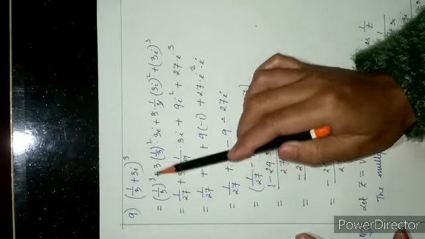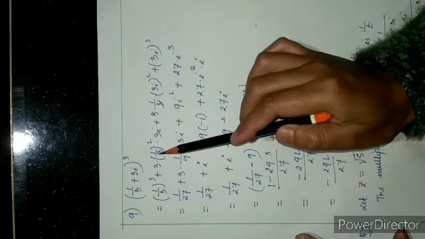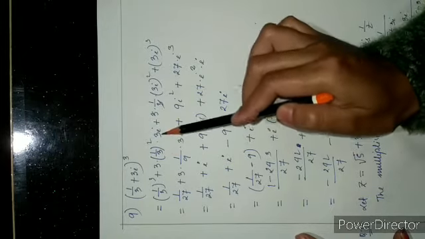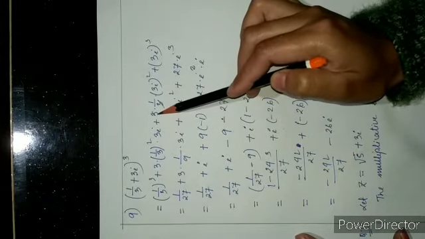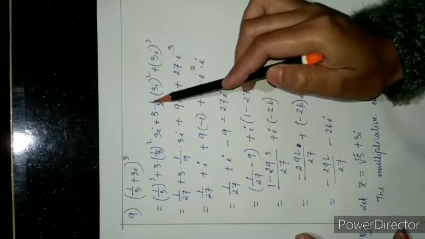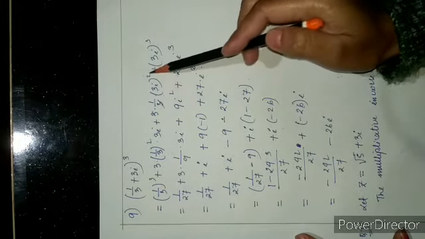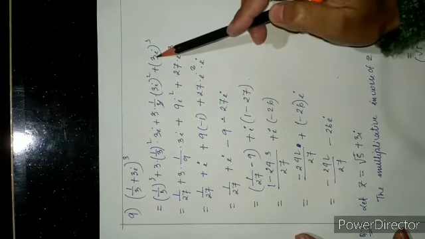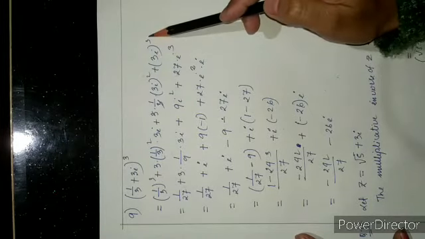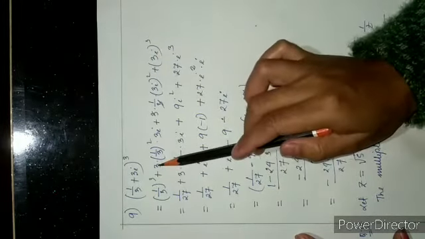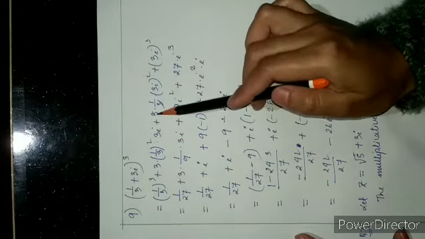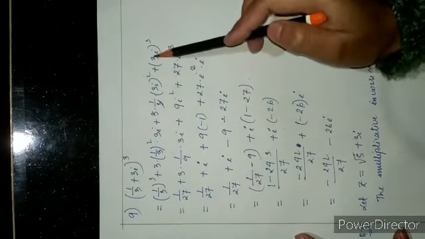1 by 3 whole cube plus 3, write a square, 1 by 3 whole square, write b, 3i, plus 3, write a, 1 by 3, then write b square, b is 3i whole square, plus write b cube, b cube is 3i whole cube. So the formula is a cube plus 3 times a square b plus 3a b square plus b cube.